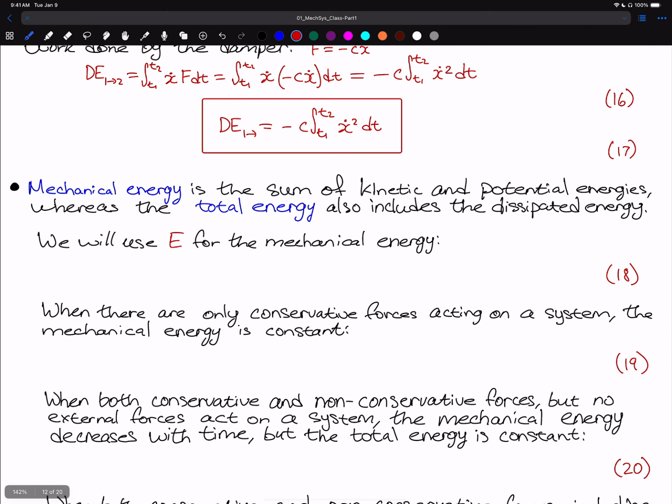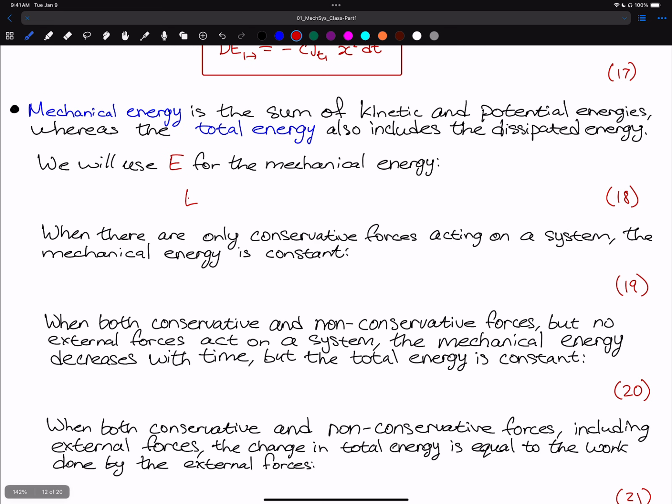Okay, the mechanical energy is what we're going to define to be the sum of the kinetic and the potential energies, whereas the total energy is going to include the dissipated energy as well. We're going to use E for the mechanical energy, and we'll define that the mechanical energy E is equal to the kinetic energy T plus the potential energy V.